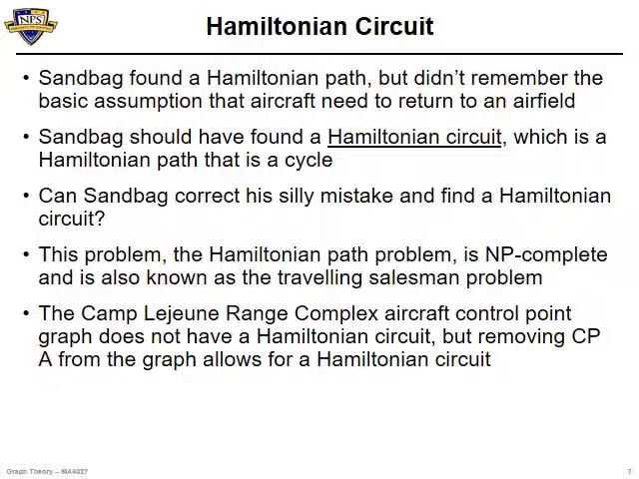Sandbag found a Hamiltonian path, but didn't remember the basic assumption that aircraft need to return to an airfield. Sandbag should have found a Hamiltonian circuit, which is a Hamiltonian path that is a cycle. Can Sandbag correct his silly mistake and find a Hamiltonian circuit?